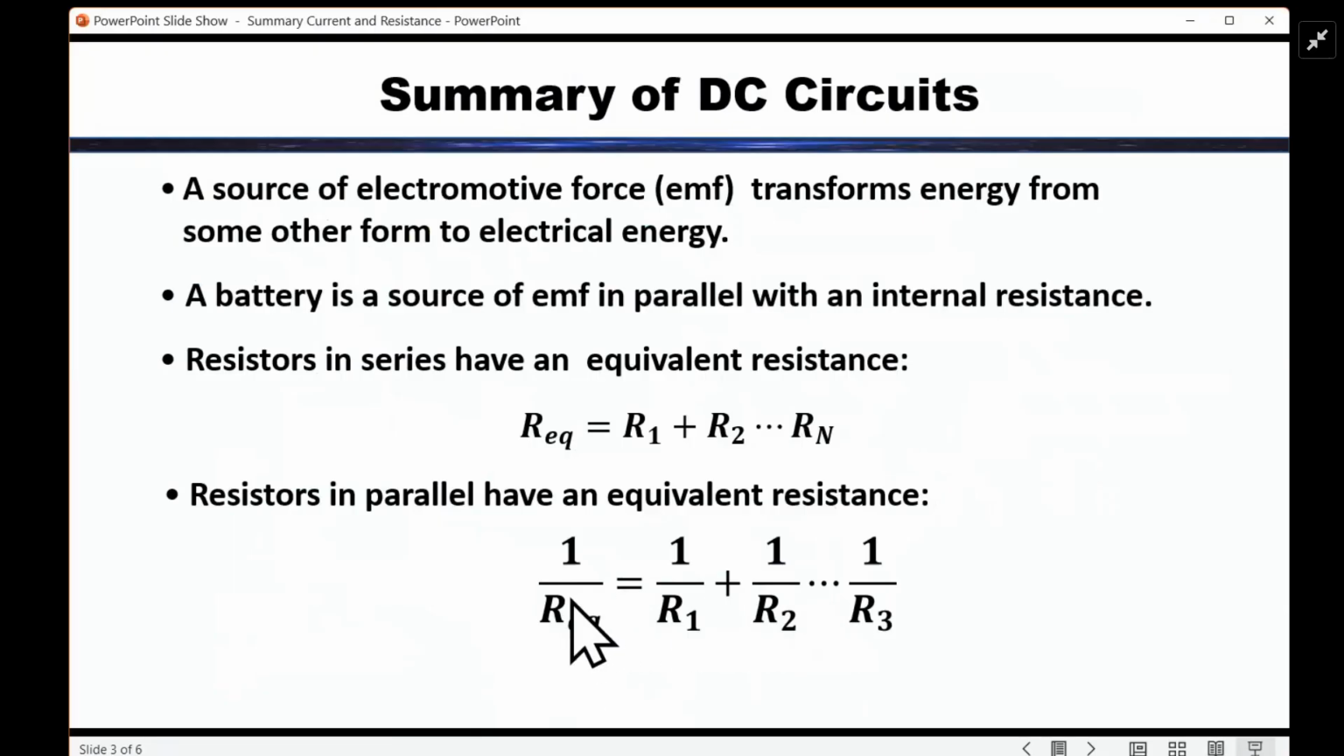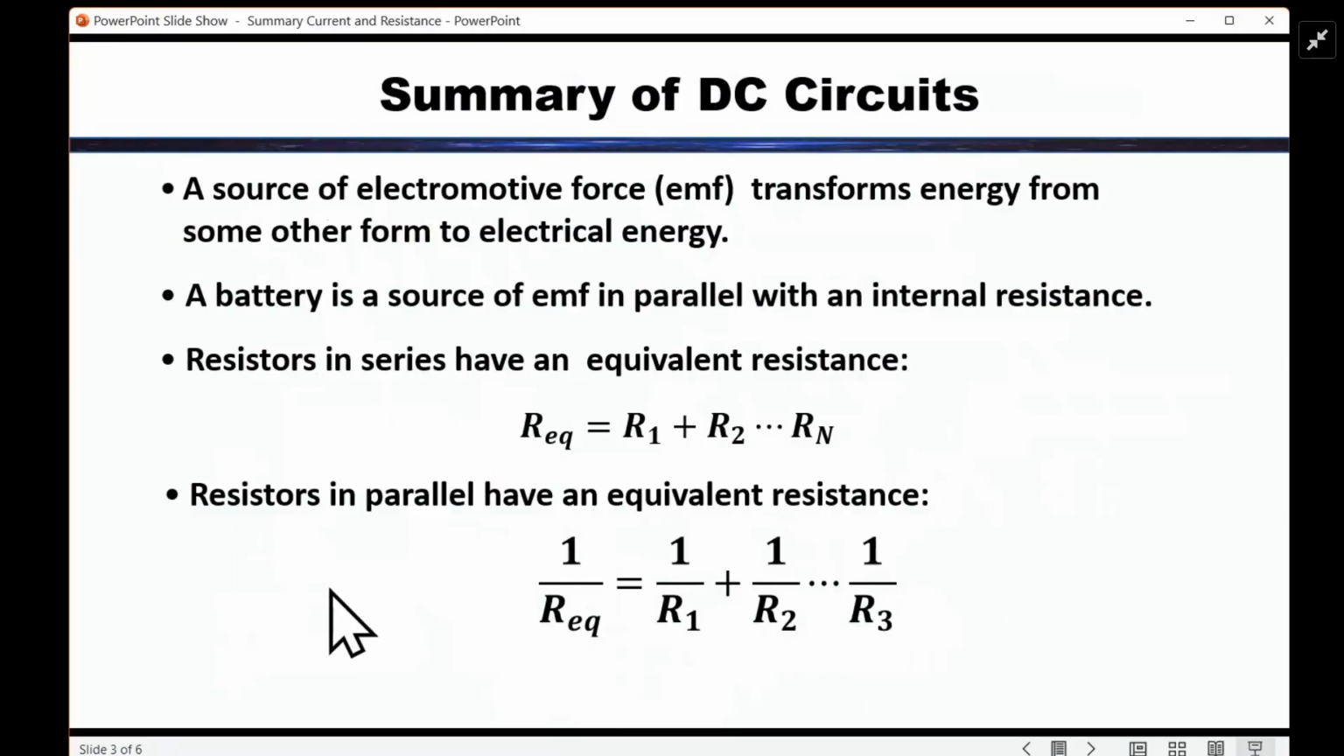And this is where students and others often make a mistake. They calculate this number with this reciprocal and then use that number as the equivalent resistance, forgetting that it's 1 over the equivalent resistance that is given by the sum of 1 over the individual resistors in it.